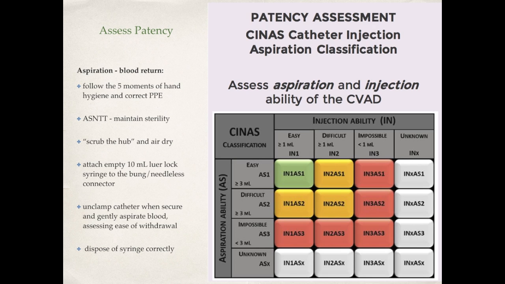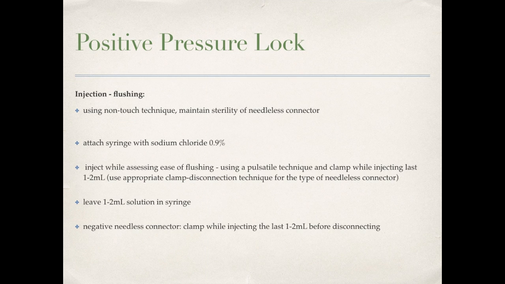So you can see on the right hand side here, this is an example of a patency assessment classification. For a catheter to be classed as patent, it must be easy to aspirate at least 3 ml of blood, and it also needs to be easy to inject at least 1 ml of the flushing solution. If it was easy to aspirate at least 3 ml of blood from the line, you can then dispose of the syringe correctly in the yellow waste bin, the clinical waste, and then we can move on to the pressure lock.